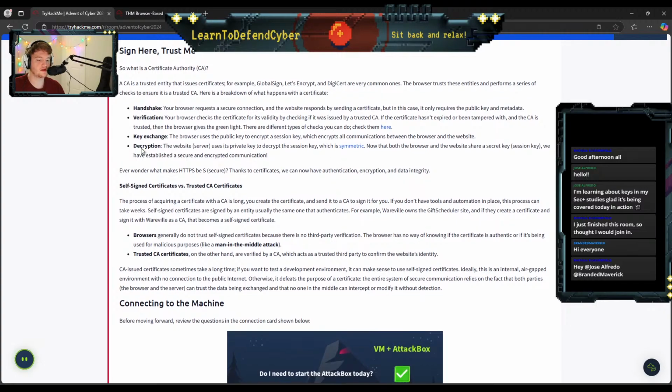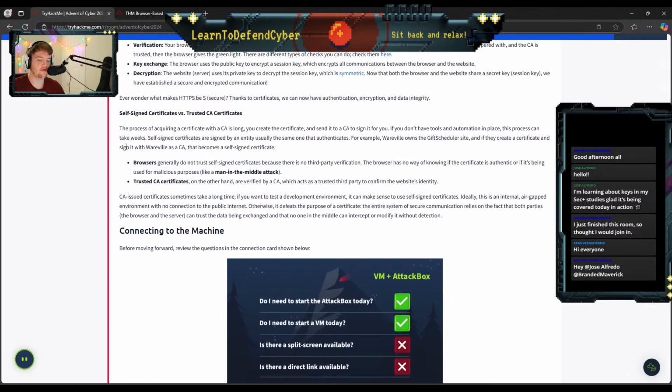Okay. The decryption happens after we encrypt our traffic. The website uses its private key to decrypt the session, which is symmetric. Now both browser and website share a secret key, and you have a secure pipe that you're sending your traffic through. Okay. Now there's two different kinds of certs.